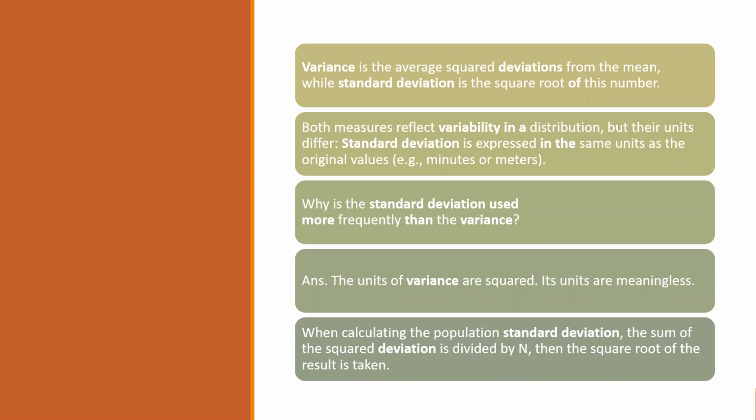Hence, the variance is the average squared deviation. Both standard deviation and variance reflect variability in a distribution, but the units differ. Standard deviation is expressed in the same units as the original values, and the units of variance are squared, so they are meaningless. So when calculating the population standard deviation, the sum of squared deviations is divided by n, and then the square root of the result is taken to eliminate the effect of the squared value.